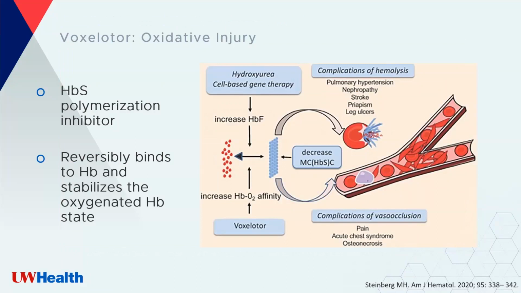And so what voxelotor does is reversibly bind to hemoglobin and stabilize it in its oxygenated state. So it stabilizes the hemoglobin before it is deoxygenated, where you'll then see the sickling of red blood cells.